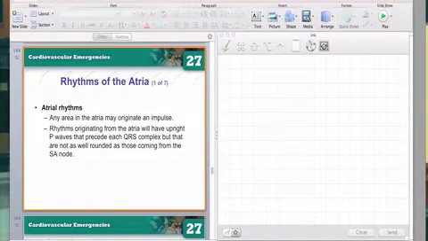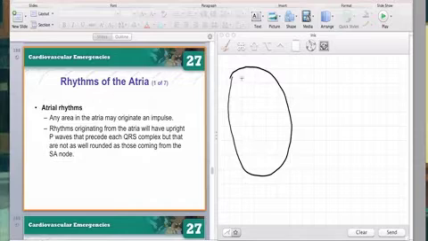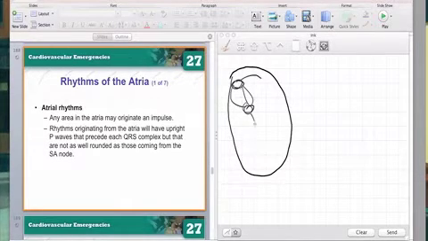Hey guys, welcome back. We're going to be talking today about rhythms that are originating from the atria, as opposed to last time, when we were talking about rhythms originating from the SA node. Alright, let me draw my electrical conduction system.